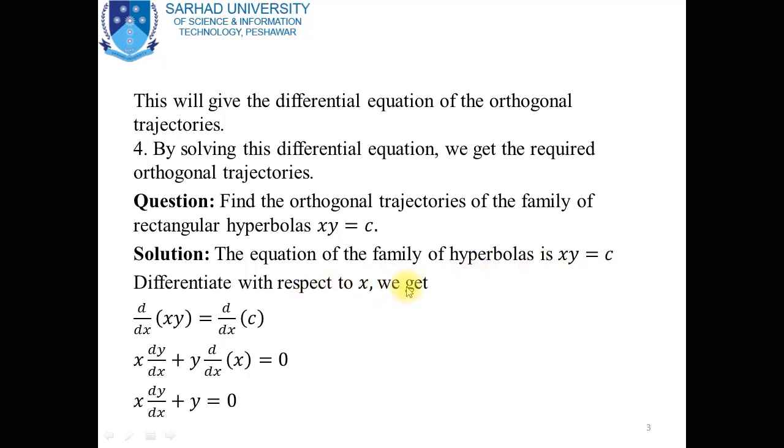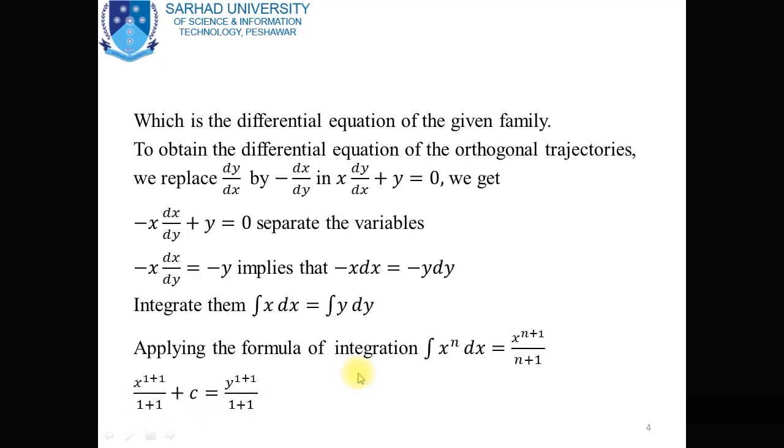Differentiate this equation with respect to x. By product rule, first times derivative of second plus second times derivative of first, and the derivative of c is 0. Now, x dy by dx plus y, as the derivative of x is 1. So, we obtained x dy by dx plus y = 0. Now, this is the differential equation of the given family of curves. Now, to obtain the differential equation of the required orthogonal trajectory, replace dy by dx with minus dx by dy.